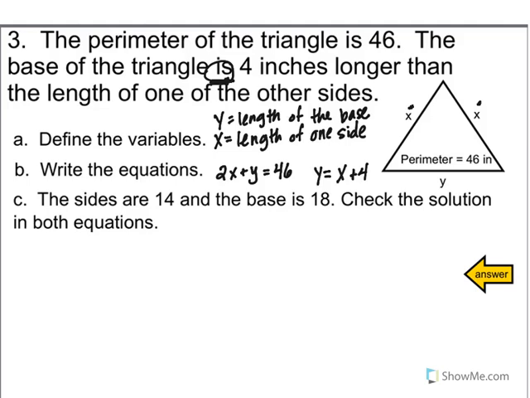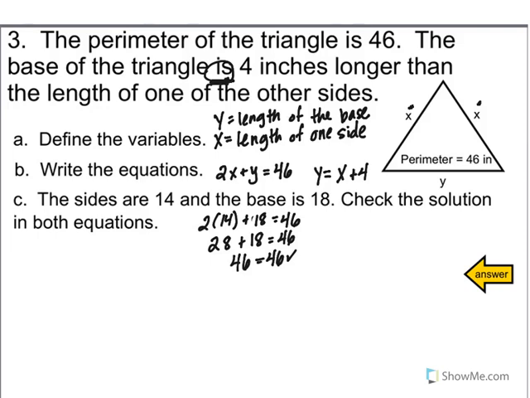It says the sides of the base, the sides are 14, and the base is 18. So I know that each side is 14, and I know the base is 18. So if we check this solution, that's going to be 2 times 14, because each side is 14, plus 18, because that's the length of the base, should equal 46. Well, 2 times 14, that's 28. 28 plus 18 is indeed 46. So because both are 46, we are good to go there.